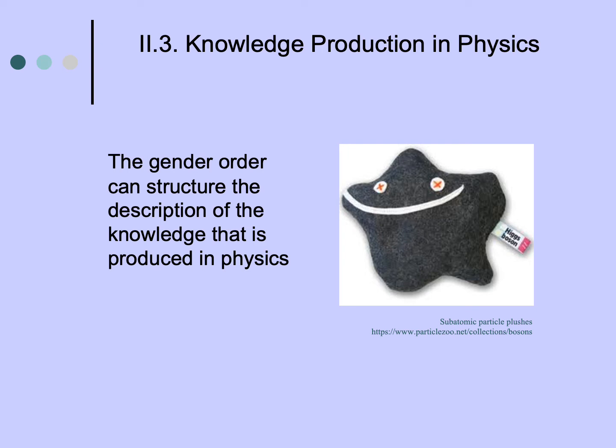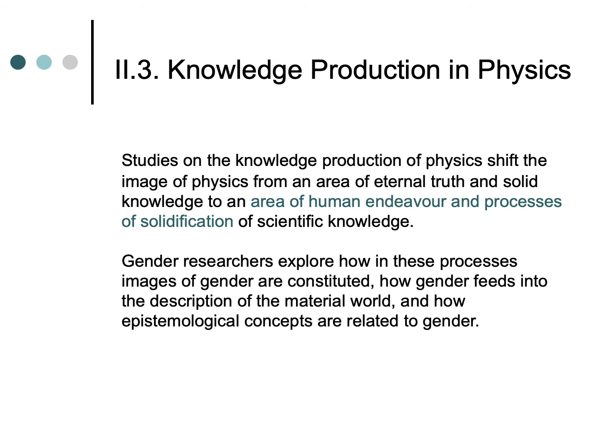A third group of gender research looks at the knowledge production in physics. The gender order can structure the description of the knowledge that is produced in physics. Studies on the knowledge production of physics shift the image of physics from an area of eternal truth and solid knowledge to an area of human endeavor and processes of solidification of scientific knowledge.